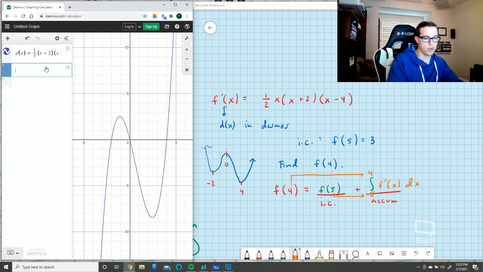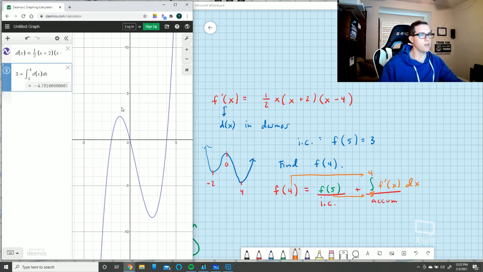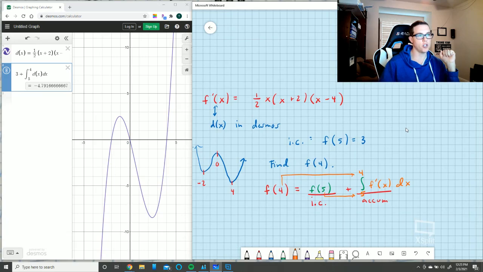So I can do the initial condition, which is 3, plus the accumulation, so the integral from 5 to 4 of my derivative function, which I call d of x. And let's see where I ended up. Well, I better have been going down because f of 5 was up here at 3. So yes, negative 4.719 is a logical answer. It makes sense that my answer should be less. I ask you that all the time. Does your answer make sense? And yeah, it does. We should have been going down because from 4 to 5, we went up.